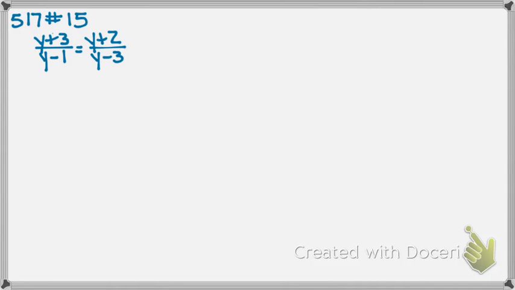Okay, number 15, I see that I have a rational expression on each side of the equation, so I think I'll cross multiply. So I'm going to take this one times this one, and this one times this one, which would give me y plus 3 times y minus 3 equals y plus 2 times y minus 1.